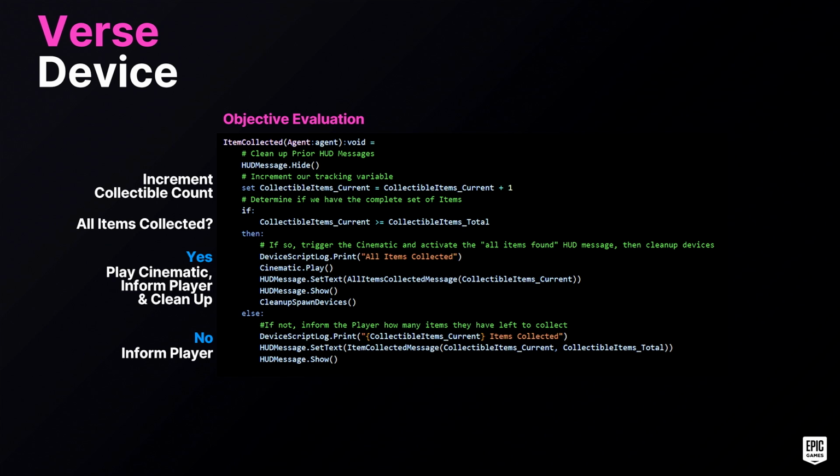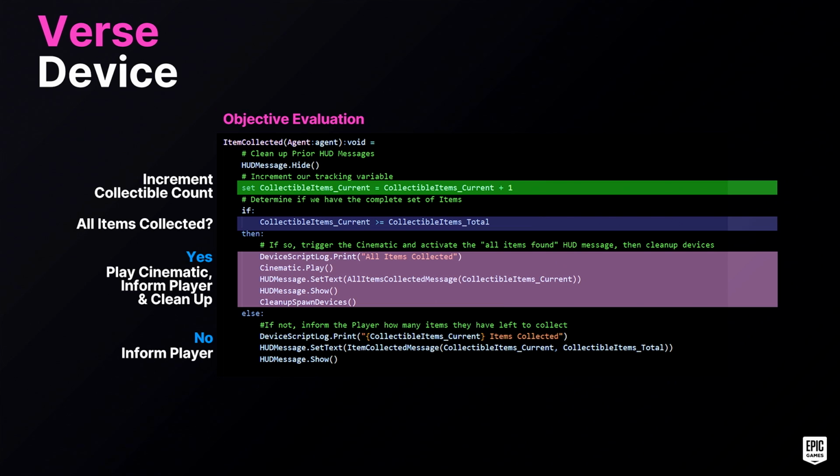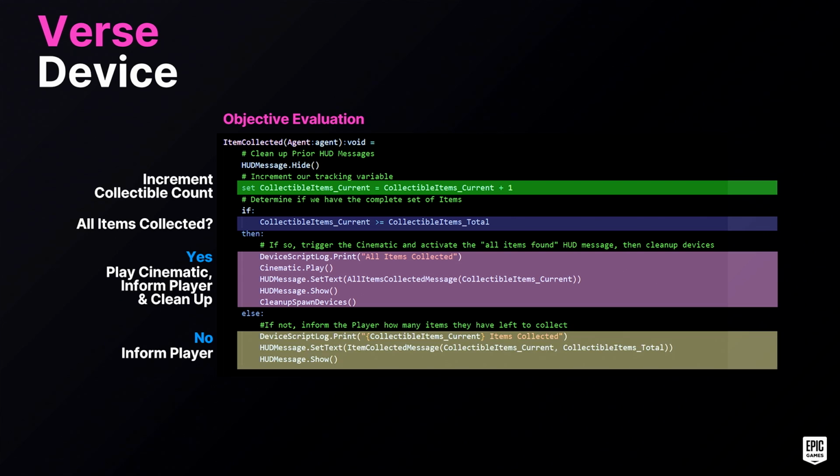My item collected function, right here. And this is even simpler. All it does is increment a variable, starting at 0. If that variable is now higher than or equal to the total items I need, then I play the cinematic that lets you out of the room. I tell you that you've won, and I clean up my stuff so I'm not leaving anything dangling around. And if you haven't done it, I tell you how many more you have to collect, and I tell you to get back to it. It's as simple as that.